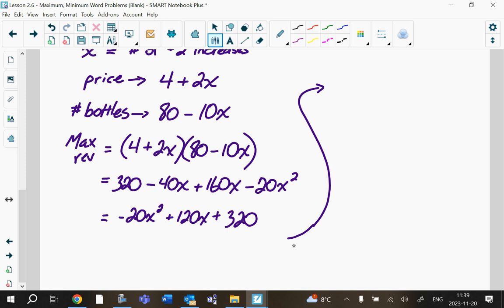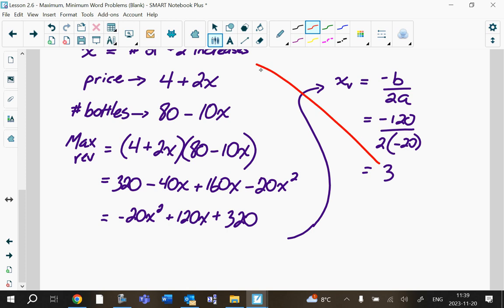So we now want to find x vertex by doing negative b over 2a. So we get negative 120 over 2 times negative 20. Here's another area where you can check. If you get a negative number, something's gone wrong because a negative number makes no sense. You get positive 3. That means 3 $2 increases.